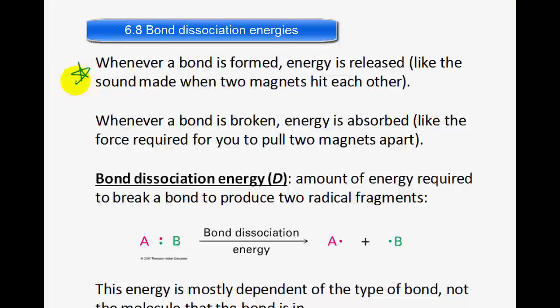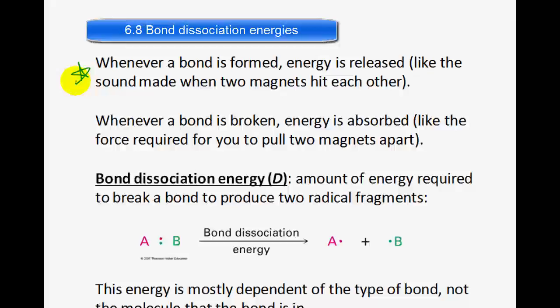I'm going to put a star next to that. Whenever a bond is formed, energy is released. And a lot of students just try to memorize this and you end up getting it backwards, and it's never a good thing. So think of two atoms like two magnets. If you set them close enough to each other, they'll just snap right together. They'll orient themselves to their opposite poles.